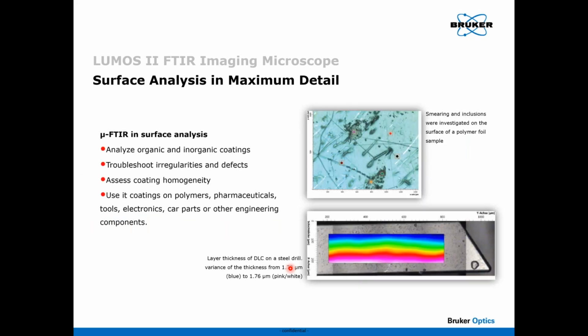There's one kind of challenging sample that I like that kind of shows off how good the system is, and this is looking at surface area. So now I have some organic or inorganic coating. Can I know the thickness? And in actuality, you can, and you can look at the thickness distribution. So the layer thickness for this thin coating on a drill bit varied from 1.70 to 1.76 microns.